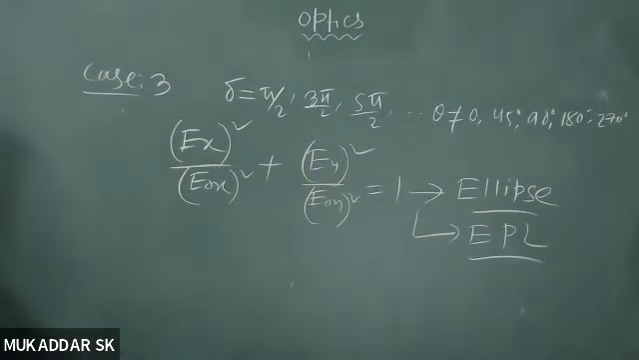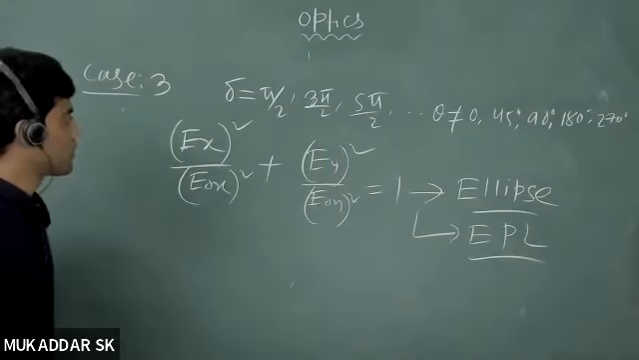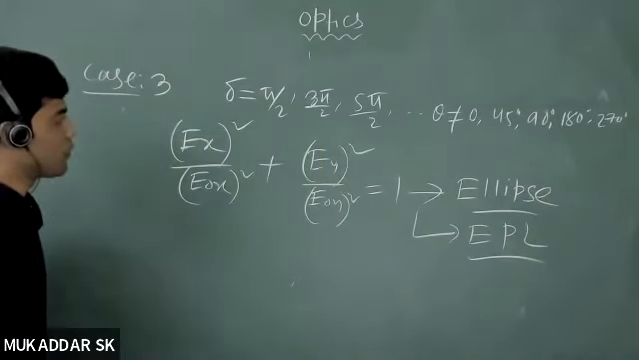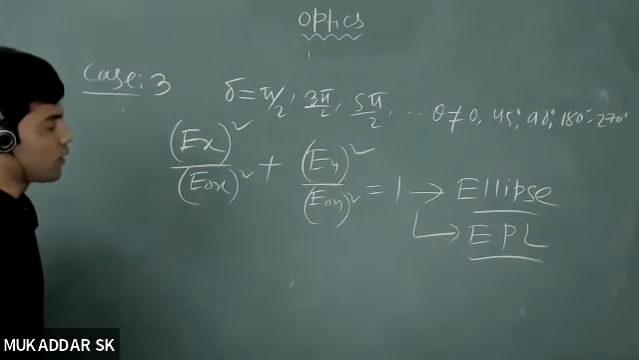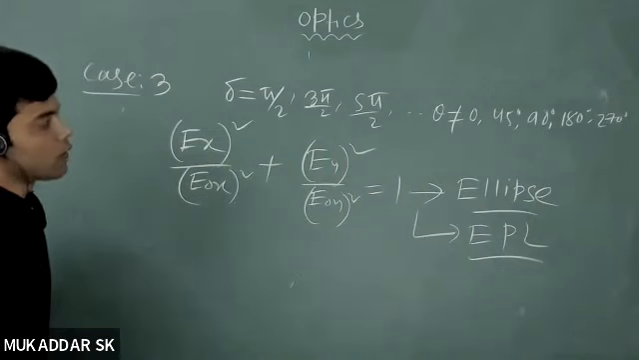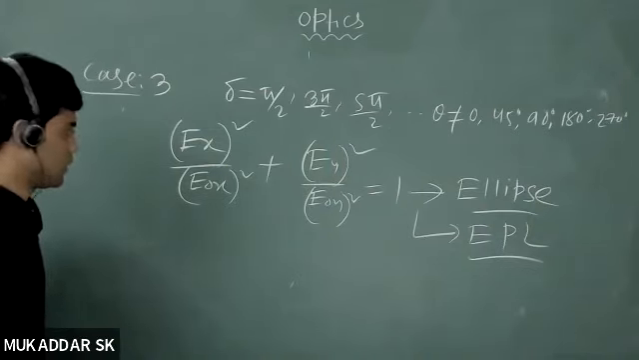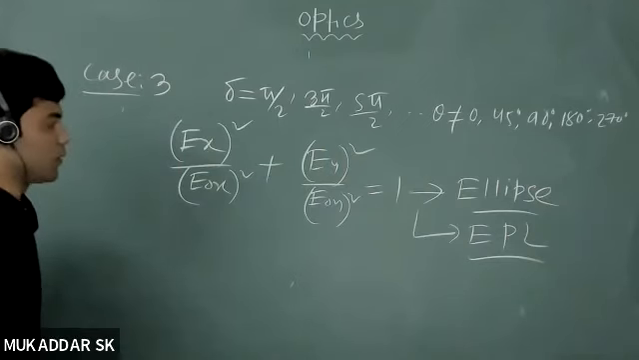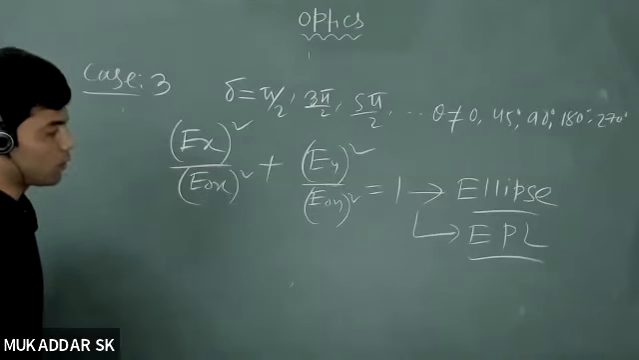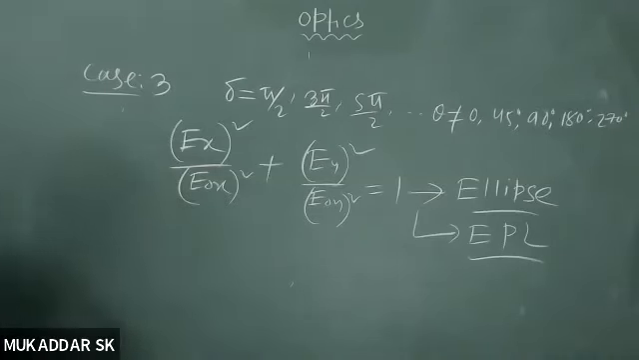If the phase difference between the two rays is pi by 2, 3 pi by 2 or 5 pi by 2, and theta not equals to 0, 45, 90, 180 or 270, in that case your original equation will look like this, and we know this is the equation of an ellipse. So the state of polarization of the emerging ray will be elliptically polarized light.